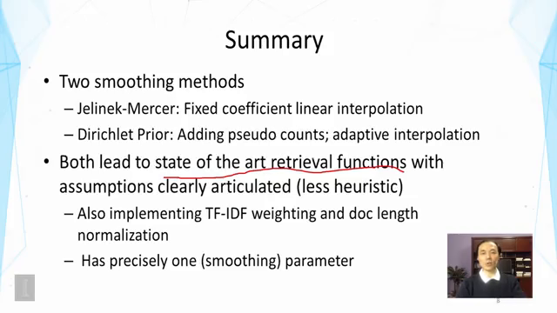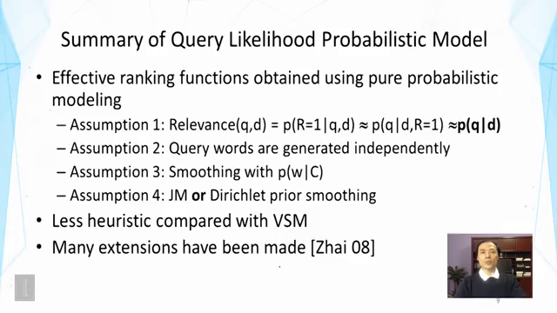Each of these functions also has precisely one smoothing parameter. In this case, of course, we still need to set the smoothing parameter, but there are also methods that can be used to estimate these parameters. So overall, this shows by using probabilistic model, we follow a very different strategy than the vector space model. Yet in the end, we end up with some retrieval functions that look very similar to the vector space model, with some advantages in having assumptions clearly stated and then the form dictated by a probabilistic model. Now, this also concludes our discussion of the query likelihood probabilistic model.